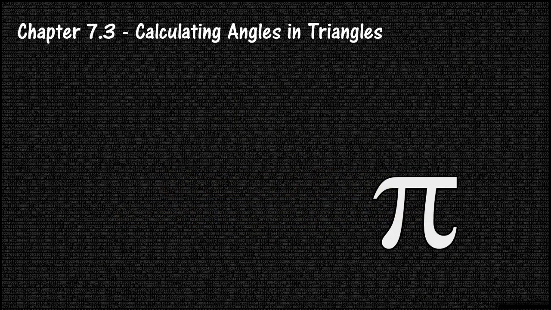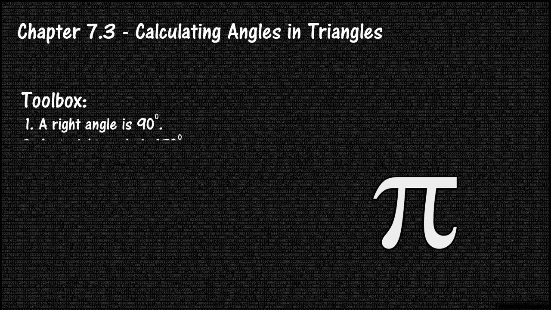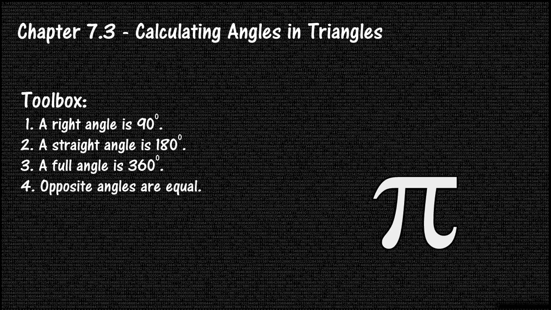By now, our toolbox consists of 5 tools. Right angles are 90 degrees, straight angles are 180 degrees, full angles are 360 degrees, opposite angles are the same, and a bisector is half of an angle. As I said in the intro, today I will teach you the 6th and 7th item on our list. And both of them have everything to do with triangles.